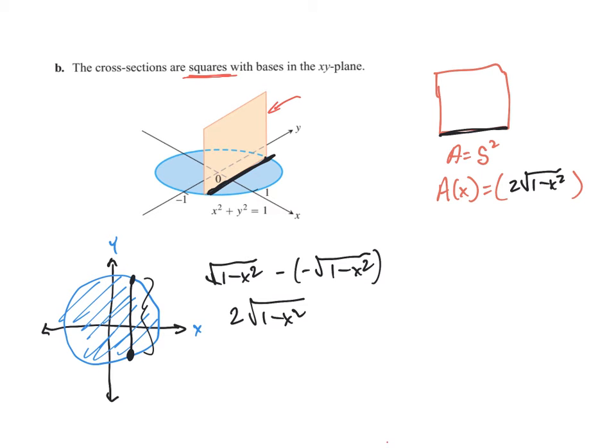And remember, you have to square that thing. And when you square that, make sure you square both parts. So I have to square the 2 to get 4, and I have to square the radical, and from there I get 1 minus x squared. So the A of x formula for this situation is 4 times the quantity 1 minus x squared.